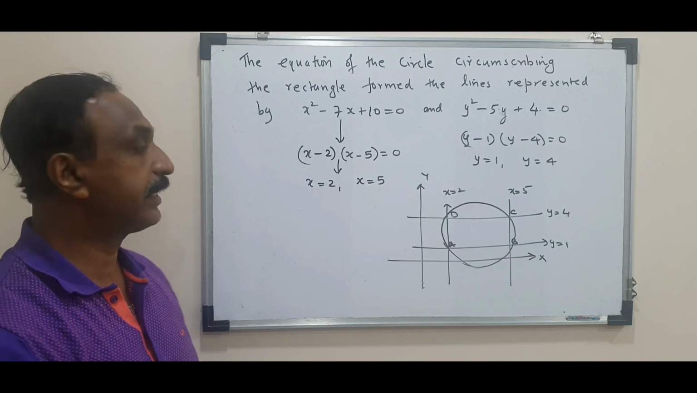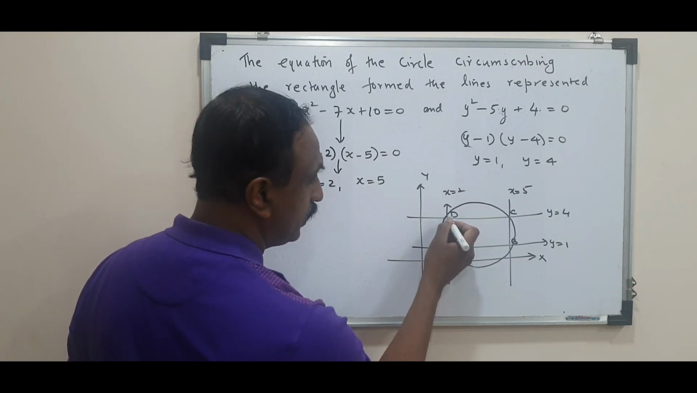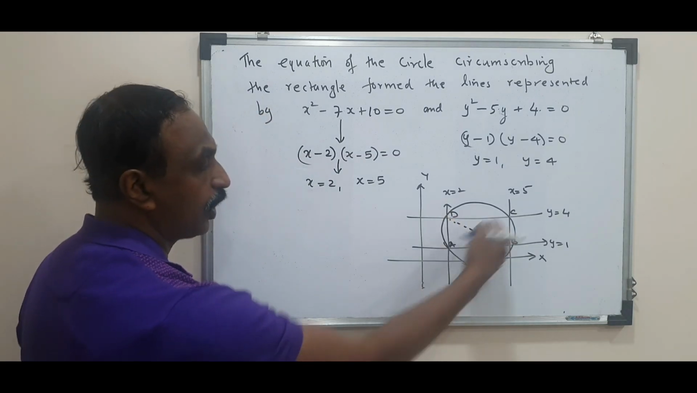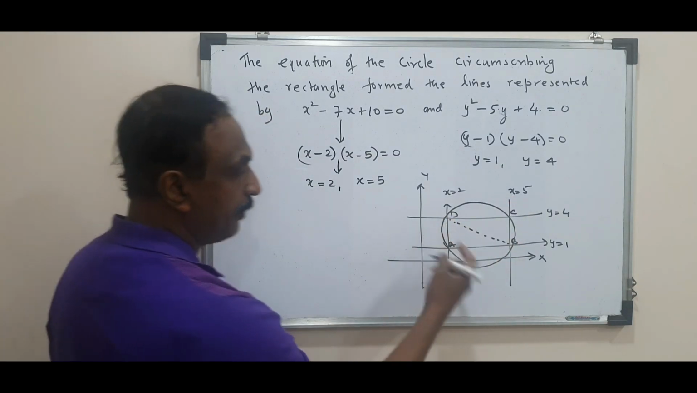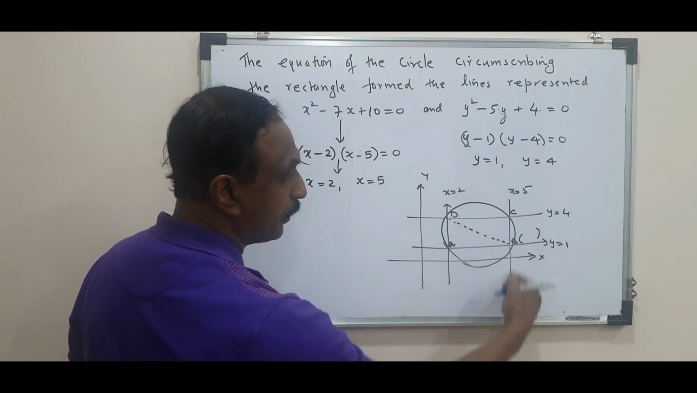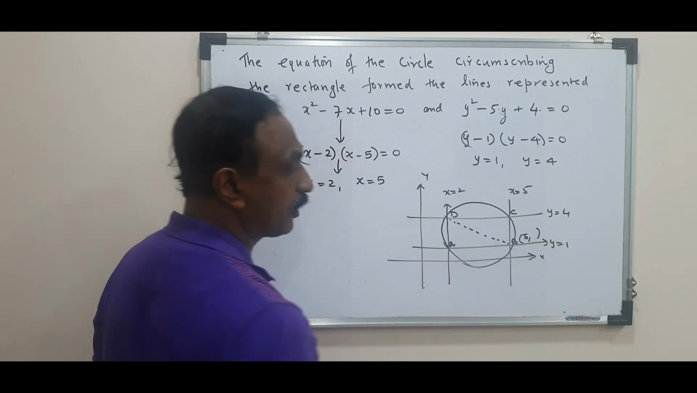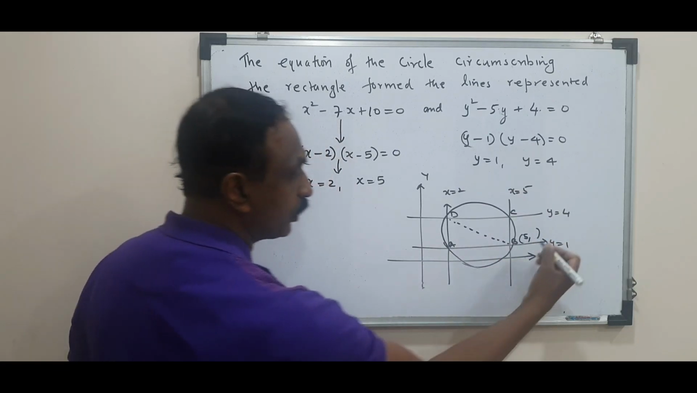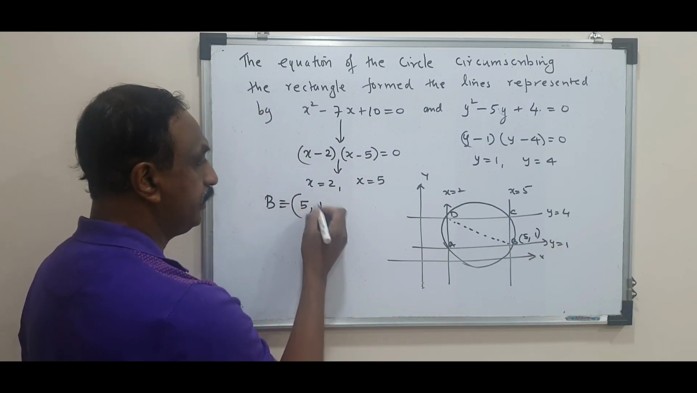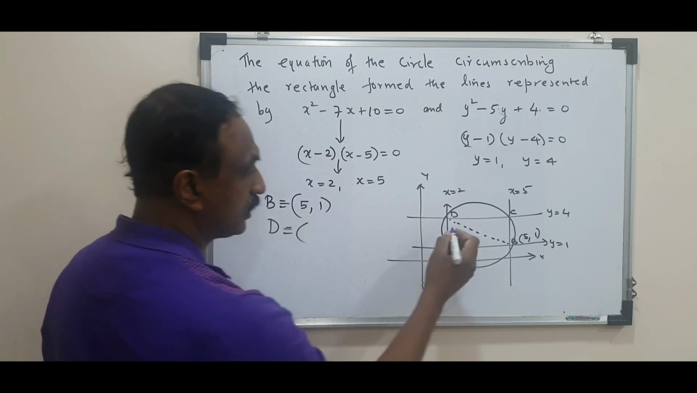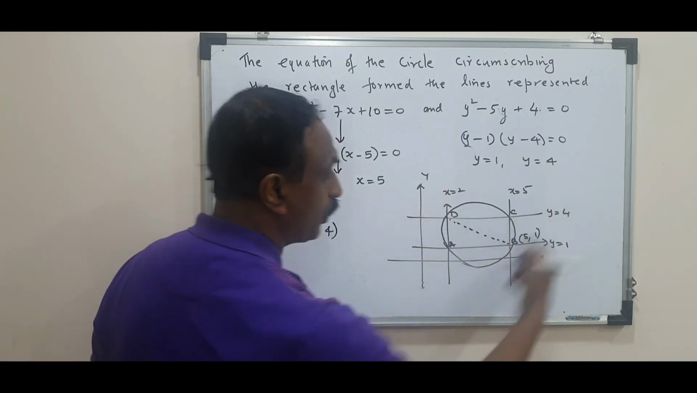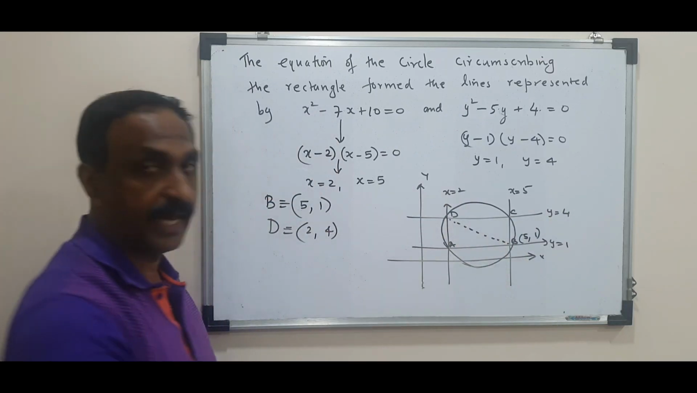Now we are asked to find the equation of this circle. Naturally you can see that this is a diameter. Either BD or AC, anything can be taken as the diameter. Imagine you have taken BD as the diameter. Let's calculate the coordinates of B. B is a point on x equals 5, so the x coordinate will be 5. It is also a point on y equals 1, so the y coordinate will be 1. So the coordinate of B is 5, 1. The coordinate of D is 2, 4, as it is a point on x equals 2 and on y equals 4. And BD is the diameter of the circle.